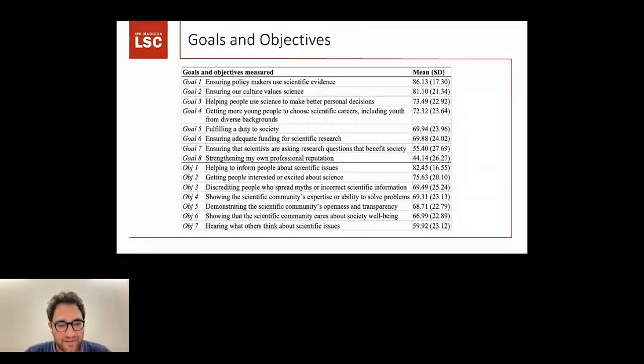For example, objective 7, hearing what others think about scientific issues across all scientists, ranks quite lowly compared to helping to inform people about scientific issues. We consistently see that is the most prioritized objective compared to others in the studies that we've done.